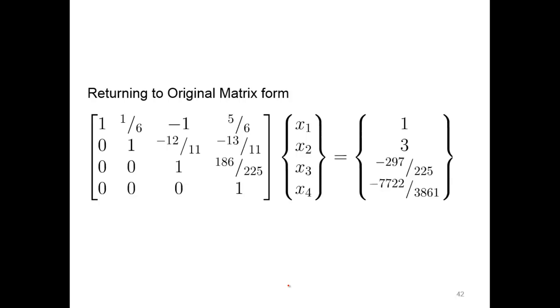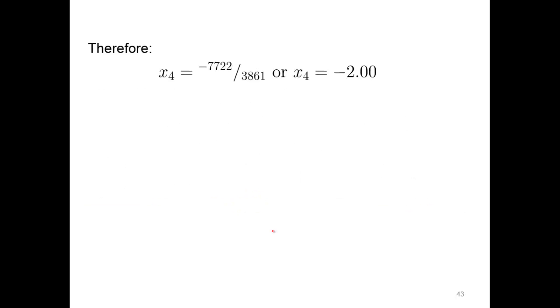So we return the original matrix form. So now we have just the first 4 columns here, and then the last column was again our B column. But hey, look what happened. If we would put this back in equation form, we would have x4 equals, because it's just a 1 here, x4 equals negative 7,722nd over 3,861st. There's our value for x4. So x4 is equal to -2.